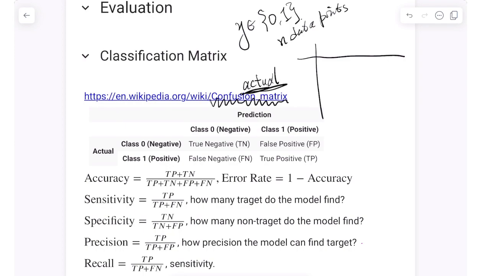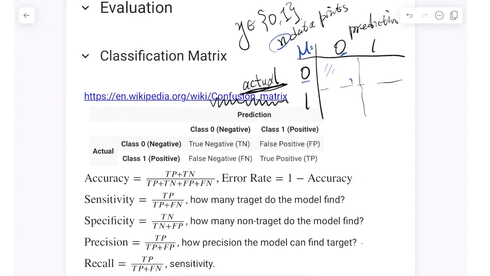Left hand side is actual, that is detection. We have n data points, right? So think about one thing. The model is for prediction, right? So how many data points out of n have an actual target value of 0 and the prediction result is also 0?